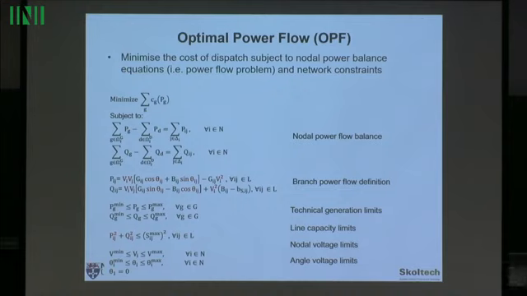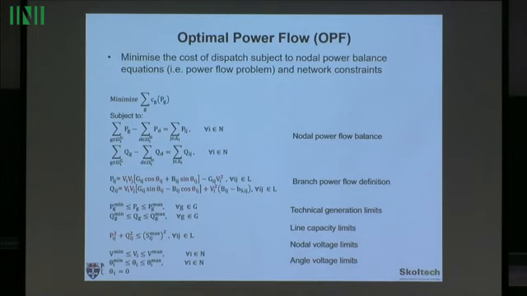Basically, the problem is minimize the cost of dispatch subject to network power balance equations. So you minimize some cost function which is connected to the cost of generation, subject to the nodal power balance. So this is the first Kirchhoff law. Power in must be equal to power out, subject to the power flow equations, which are the equations which I've just covered, and subject to the technical generation limits.